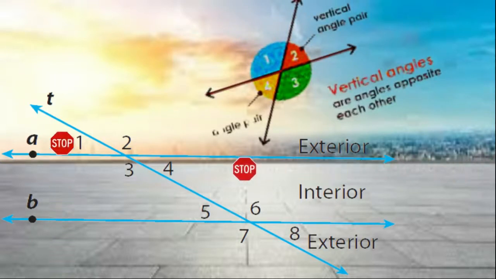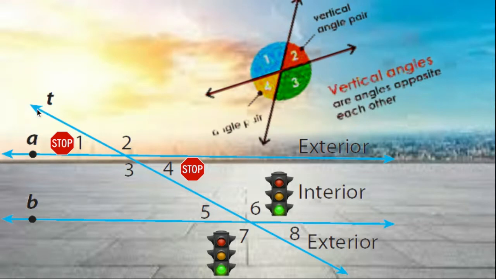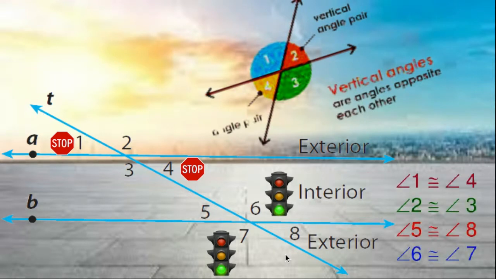So, what are vertical angles? Talking about parallel lines cut by a transversal, the line A is parallel to B and there's a transversal T. Vertical angles will be angles that are opposite each other. Such will be 1 is opposite to 4. If you see a stop sign on 1, you're going to see one on 4. If you see a stop sign on 6 or a traffic light, I'm going to see the same symbol, a traffic light, on 7.